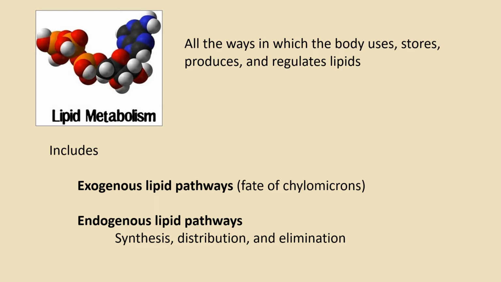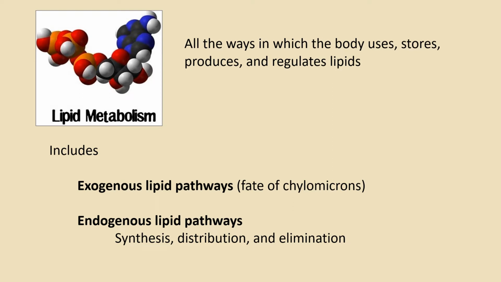So exogenous lipids are lipids that you eat. They come into your body, and as they are absorbed across the wall of the GI tract, they end up in chylomicrons, which hopefully is a term that you remember from the digestive system. So exogenous lipids are dietary lipids, lipids that you have recently ingested, and they are in your lymph and in your blood in the form of chylomicrons.